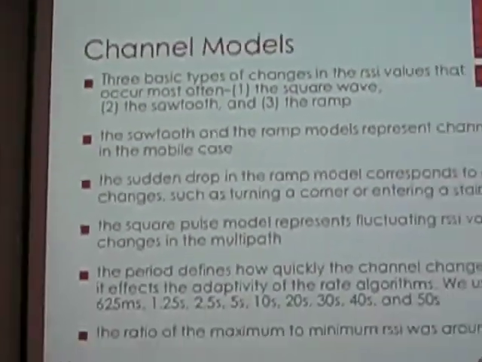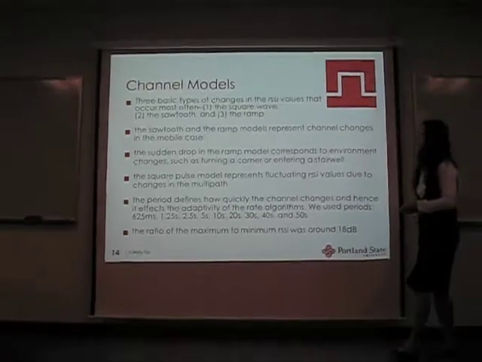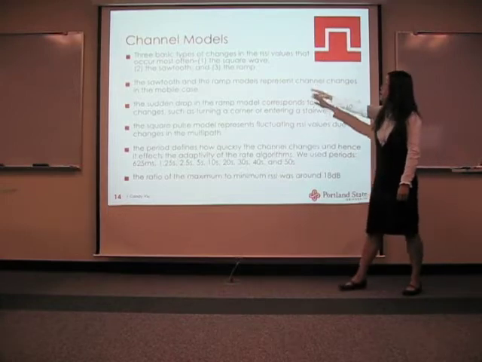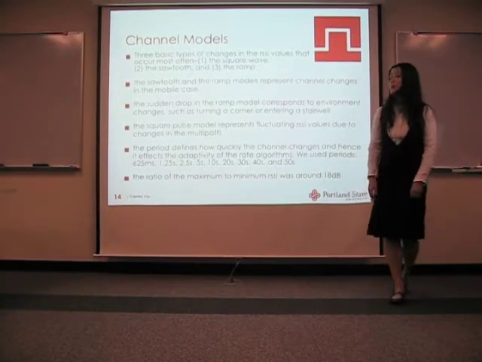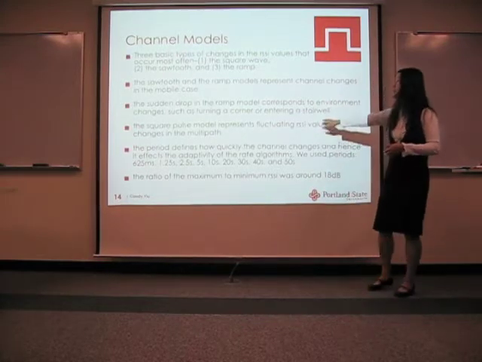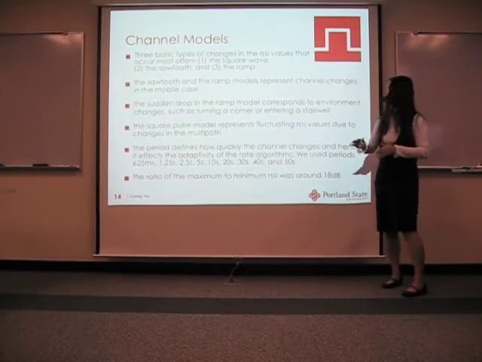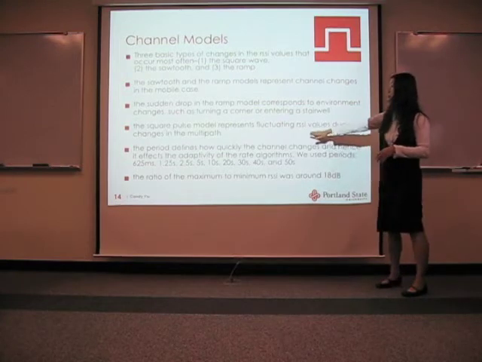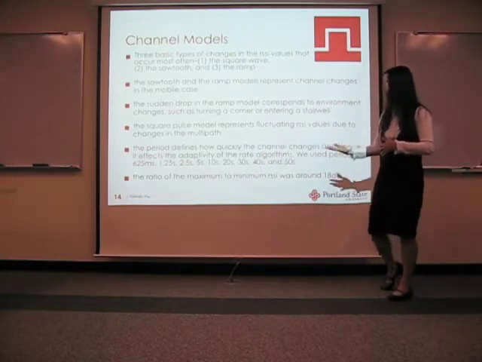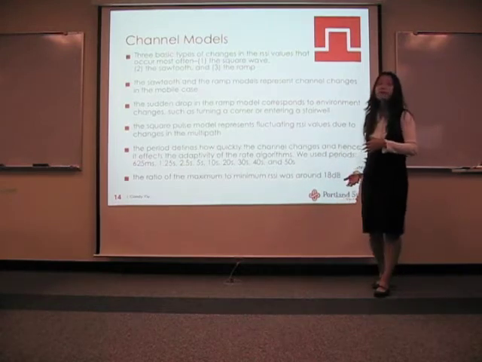So, channel models. We use three different types of changes in our RSSI value that most often occur for our channel models. We use square wave, sawtooth, and the RAM. Sawtooth and RAM models represent the channels in the mobile case. A sudden drop in the RAM model corresponds to environment changes such as turning a corner or entering a stairwell. The square pulse model represents the fluctuating RSSI value due to multipath. So the period defines how quickly the channel changes, and hence the effectiveness of the rate algorithms.